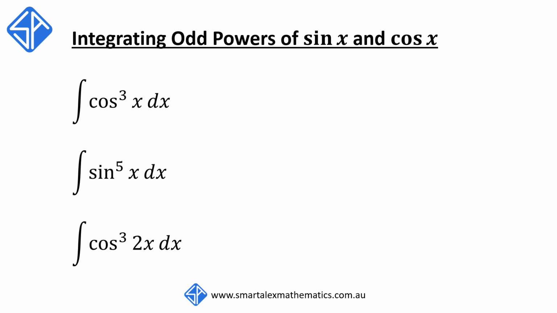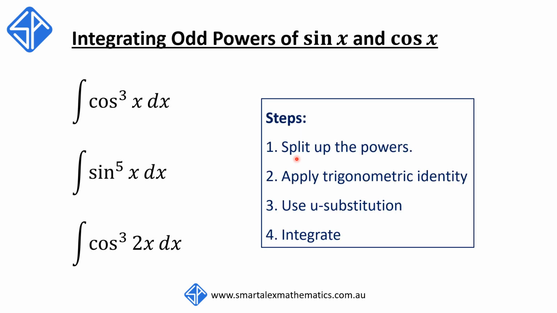In this video, we're going to look at how to integrate odd powers of sine and cosine functions. The examples we're going to work through are the integral of cos cubed x, sine x to the power 5, and cos cubed 2x. For all of these questions, we're going to follow the same set of steps, which I've broken up into 4 parts. First, split up the powers, then apply the trigonometric identity, use the u-substitution, and then integrate.